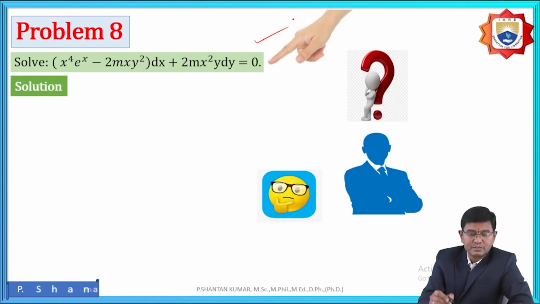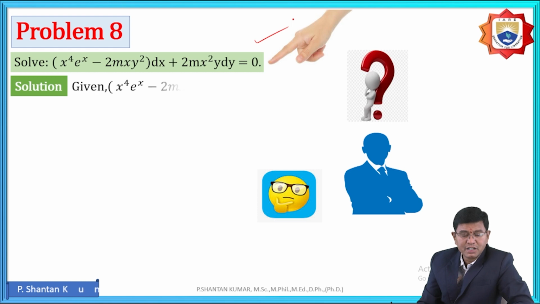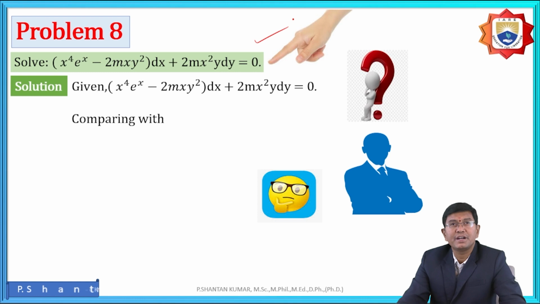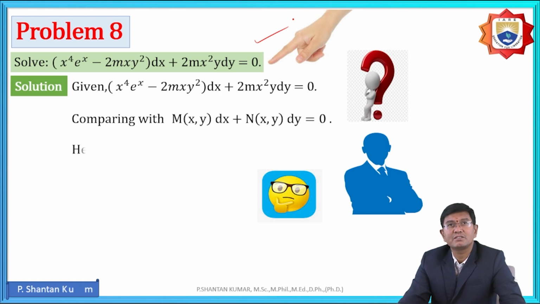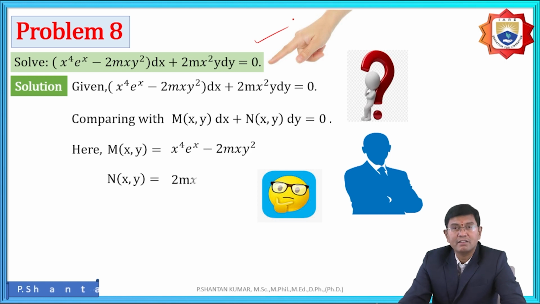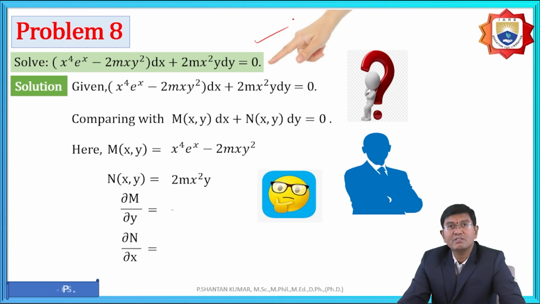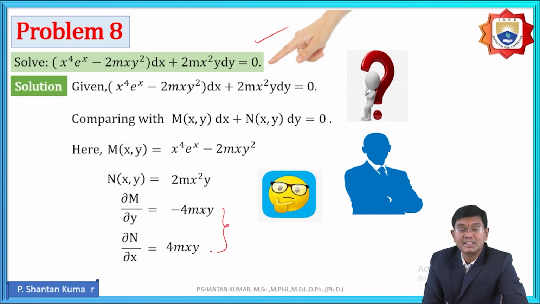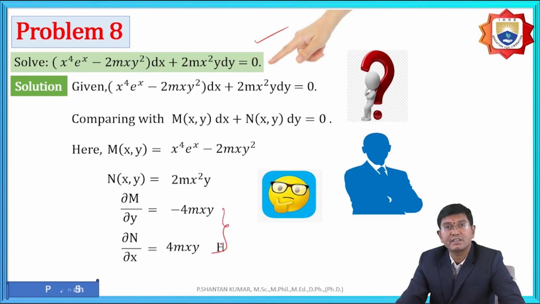Here in this problem, we need to assume what M is and what the N value is. M = x^4·e^x - 2m·xy², and here N is also 2m·x²y, and we need to calculate whether it is exact or not. First of all, for exactness, ∂M/∂y is, for the first term 0, and for the second term -4mxy, and ∂N/∂x is 4mxy. But while observing here, the equation is not exact. That means it is not an exact differential equation.